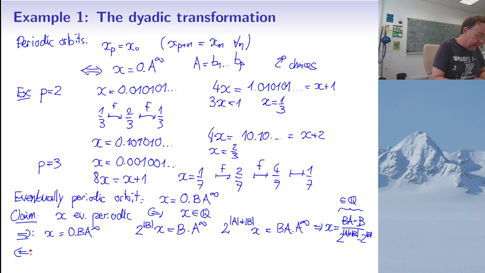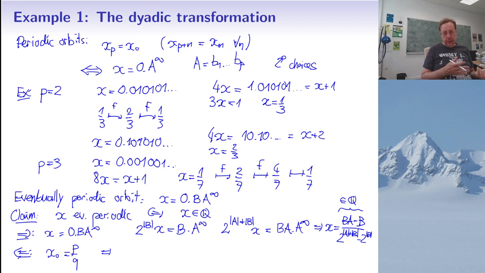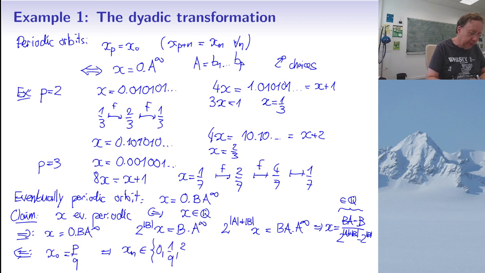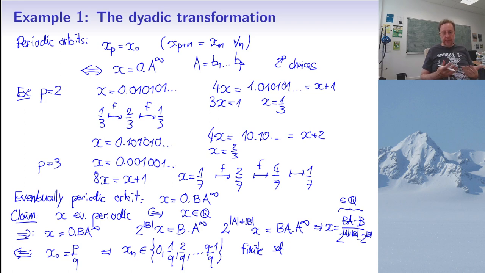In the other direction, here the argument is, okay, let's assume that the initial state is a fraction, p over q, p and q are integers, q different from zero. And then you see, when I apply f, all I do is multiply by 2 and maybe subtract 1. And so this implies that actually the iterates of x naught have to be in the set 0, 1 over q, 2 over q, up to q minus 1 over q. Okay, so this is a finite set. And if I have a map defined on a finite set, and I keep applying this map, it has to cycle eventually. So at some point, the orbit has to hit a value it has visited before, and from there on it will cycle.